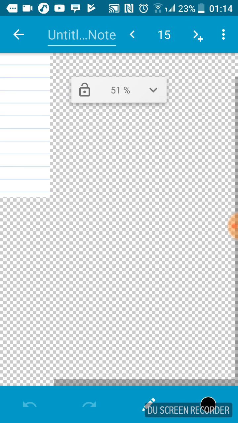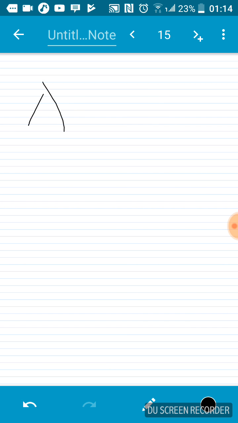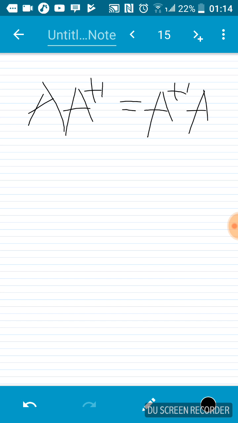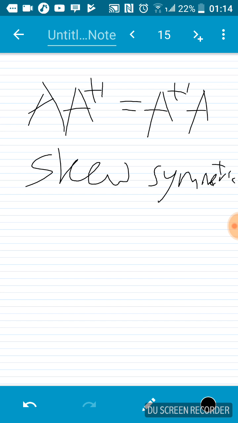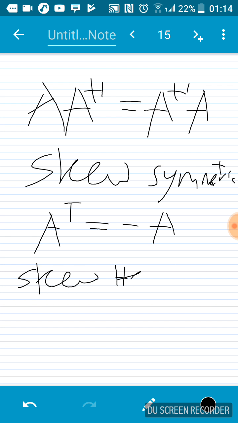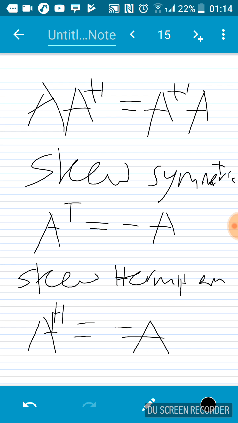From this property we can say that normal matrices satisfy A A^H equal to A^H A, and this includes matrices that are skew symmetric, where A^T is equal to minus A, and skew Hermitian, where A^H is equal to minus A. This is because additionally they have the property that they can be diagonalized by an orthonormal set of eigenvectors, which is U.